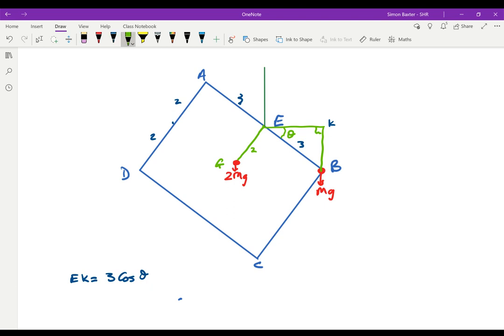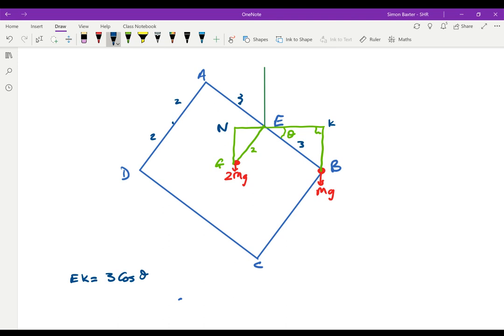Let's look at the other side. We want the distance from the pivot to the line of action of the 2mg. Here's the 2mg, the line of action is there. We need this line here. Well, let's draw a line in first to make up a triangle, and let's call this point N. Then we want the length of EN.